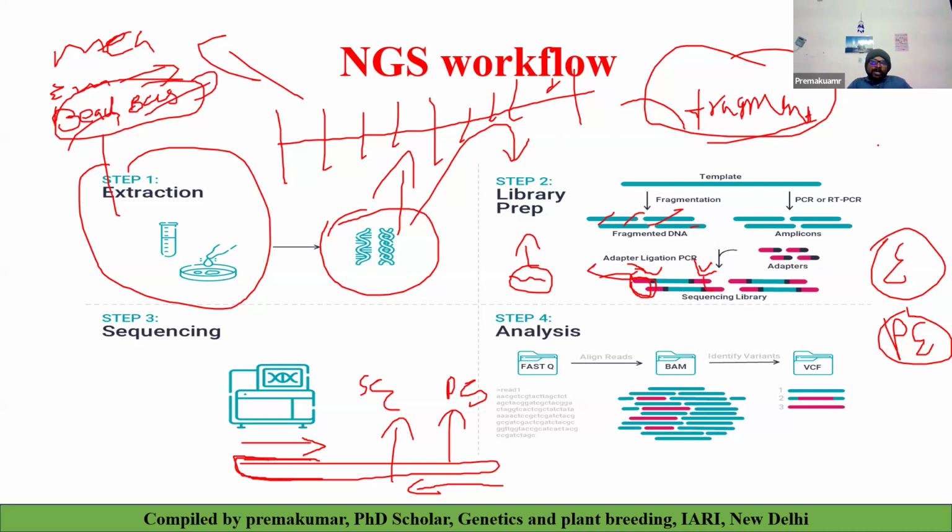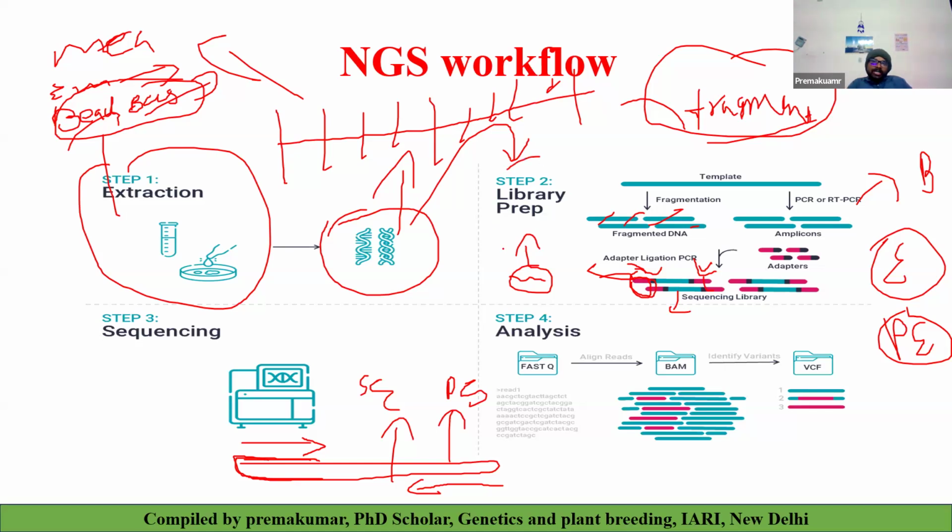There are two types of amplification: bridge amplification or emulsion PCR. Don't worry about that, nobody is going to ask you. Then after that you have to amplify each fragment into millions of copies. For example, for one fragment you should generate at least millions, or 10 to the power of 5 copies, multiplying each fragment into a very large number.